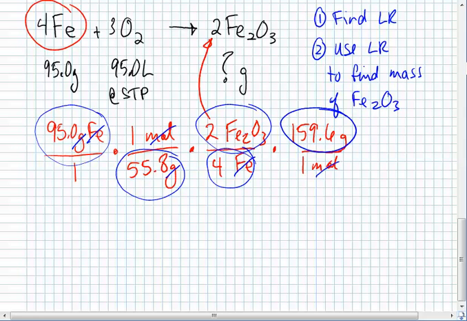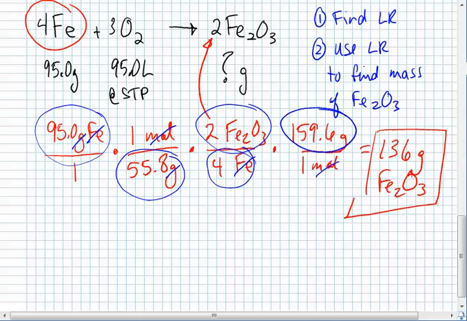So for the rest of us, the normal people, we're going to do 95 divided by 55.8 times 2 divided by 4 times 159.6, which is going to spit out our answer, 136 grams of Fe2O3 to 3 sig figs. Everything is there. All right.